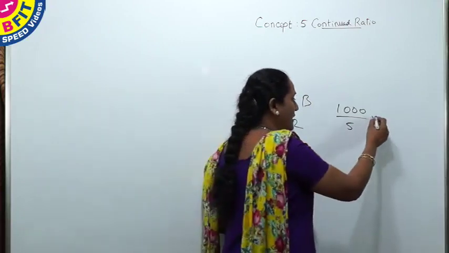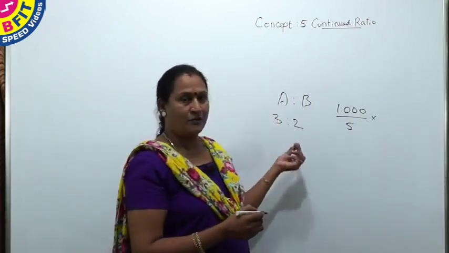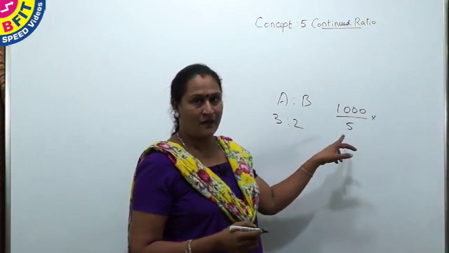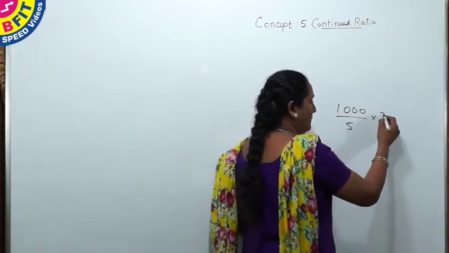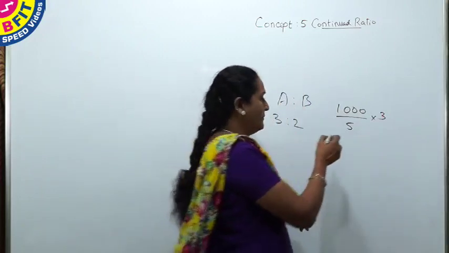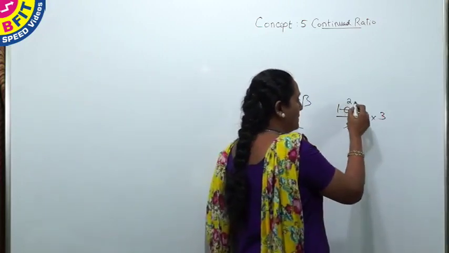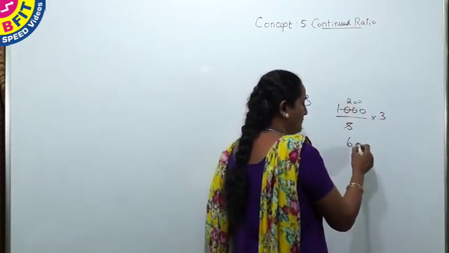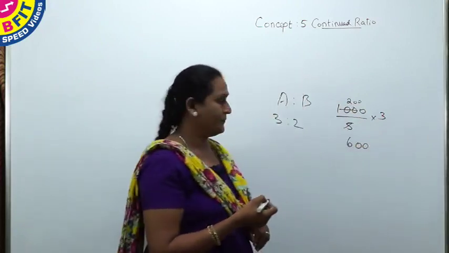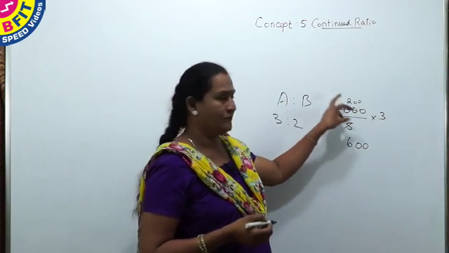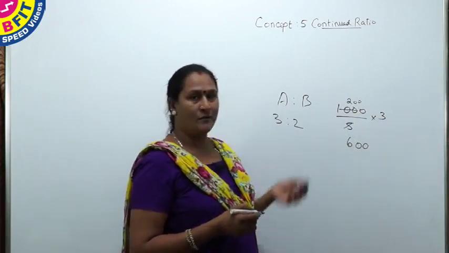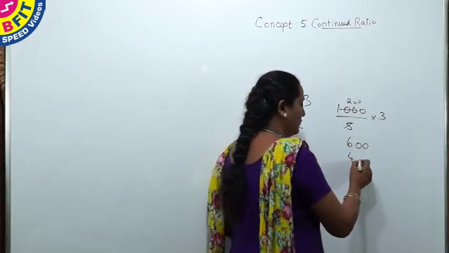And if you need A's share, multiply into 3. So this you get value of 1 part. A gets 3 parts. So multiplying this with 3, you get A's share. So this is 200. So A's share is 600. And B gets 2 parts. So multiplying this factor, value of 1 part, with 2, you get B's share. So that is 400.